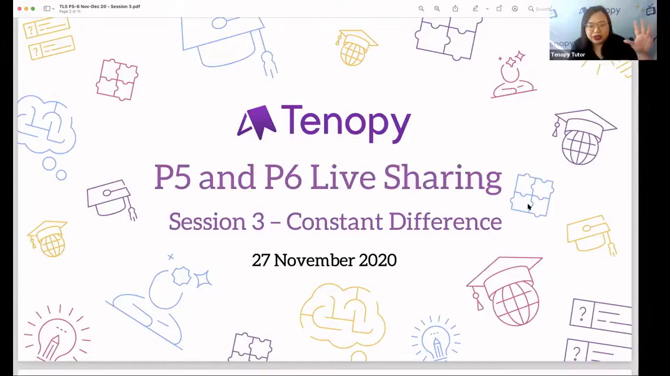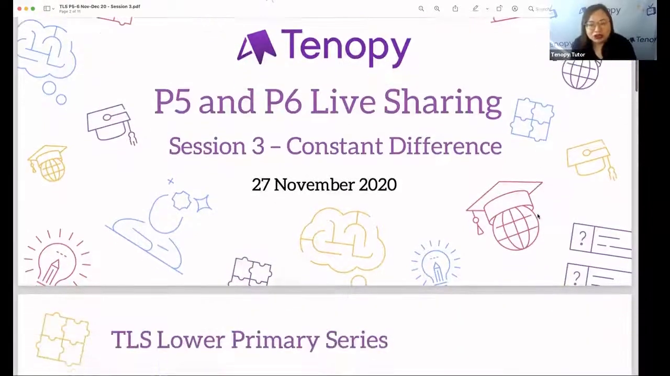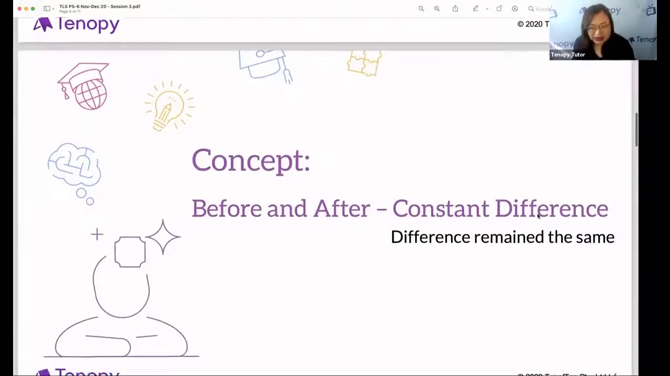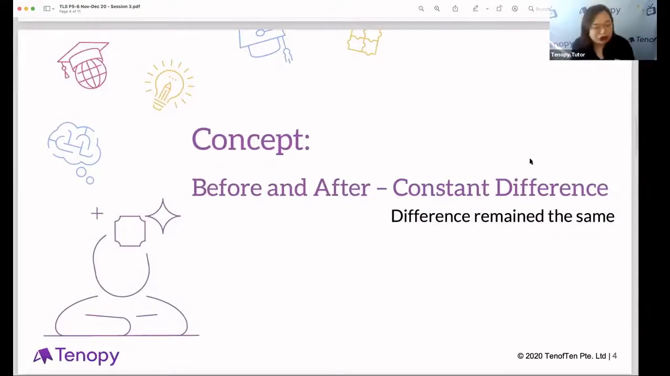Can anyone identify for me what kind of question falls under constant difference? What are some of the classic questions that fall under constant difference? Good. Age is one of the questions. What else? Age is one type. We also have equal changes, right? There are two different types of questions. So today I'm going to work on two types of questions.